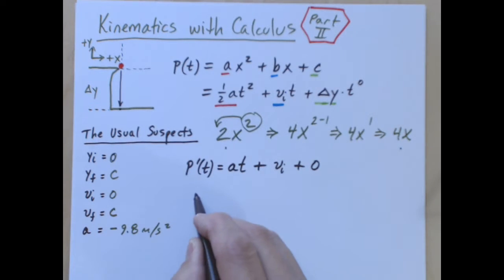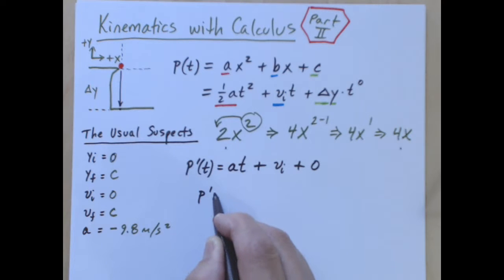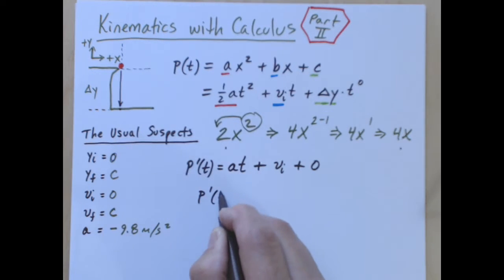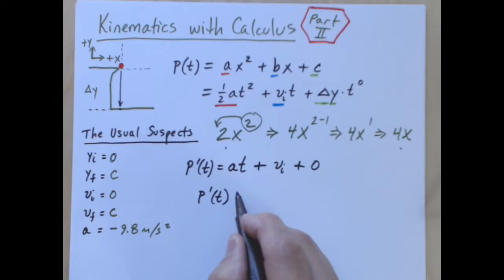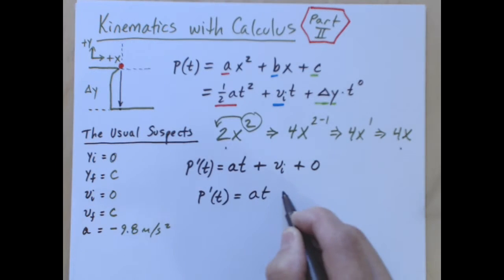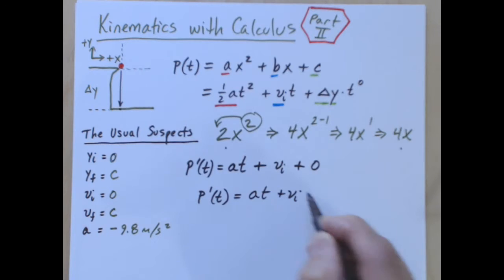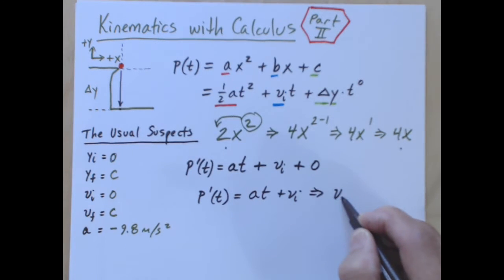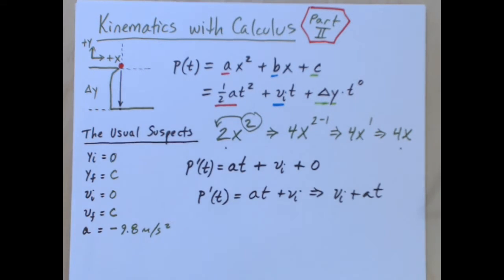All right, so now I'm going to rewrite that, clean it up just a little bit. Position p prime with respect to time, the derivative of position with respect to time is equal to at plus v initial. Now it's usually written v initial plus at, but it doesn't matter. So the derivative of position with respect to time is equal to velocity with respect to time. So that means that at any time in this function, we can compute the object's velocity.